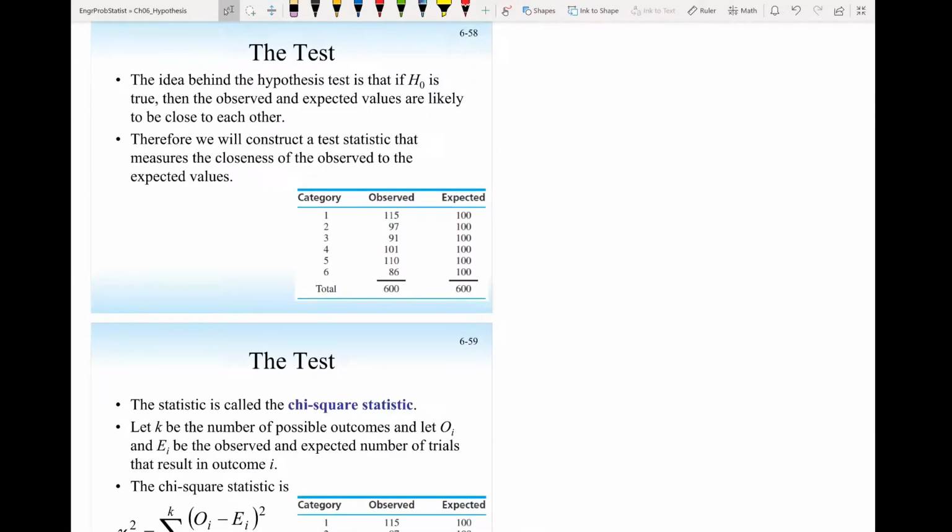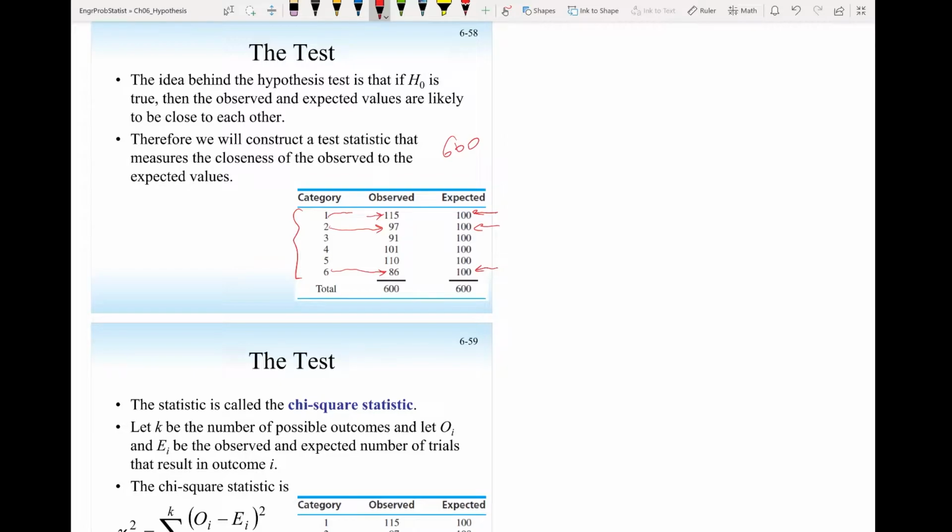So let's look at this scenario. For the die, there are 6 possible categories. I throw it 600 times. I observed face 1 appeared 115 times. Face 2 appeared 97 times. All the way to face 6 appeared 86 times. Now, if the die is fair, I expect 1 to appear 100 times, 2 to appear 100 times, and so forth until 6 appears 100 times. That's what I expect if it's fair.